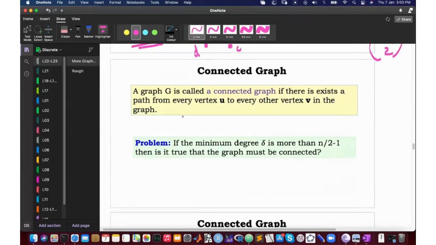Here is a similar question, where we have to find out whether a graph is connected when the minimum degree of a graph is bounded from below. We say that every vertex is connected to at least n over 2 minus 1 of the vertices, and the claim is that the graph must be connected. Any ideas how to solve this?